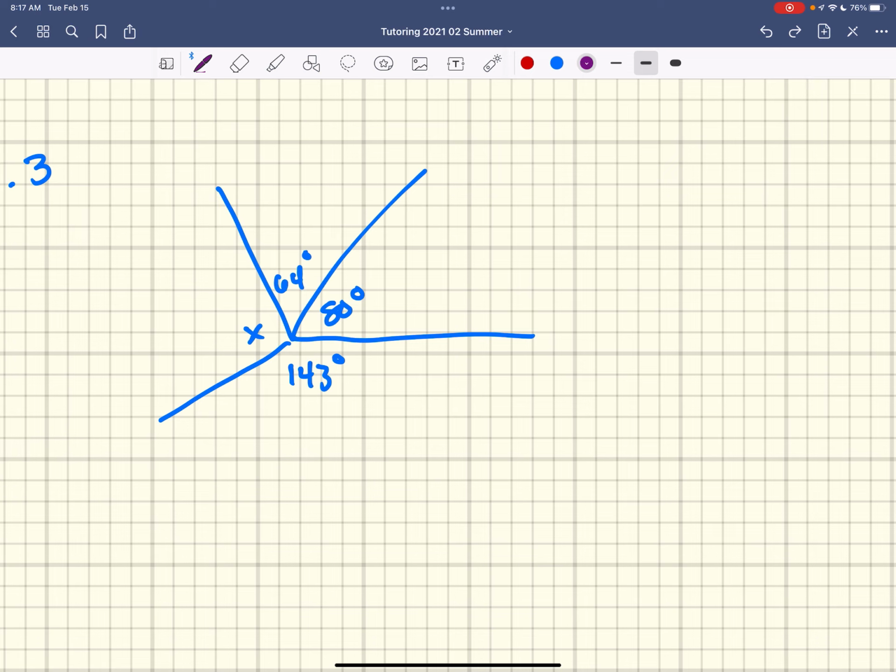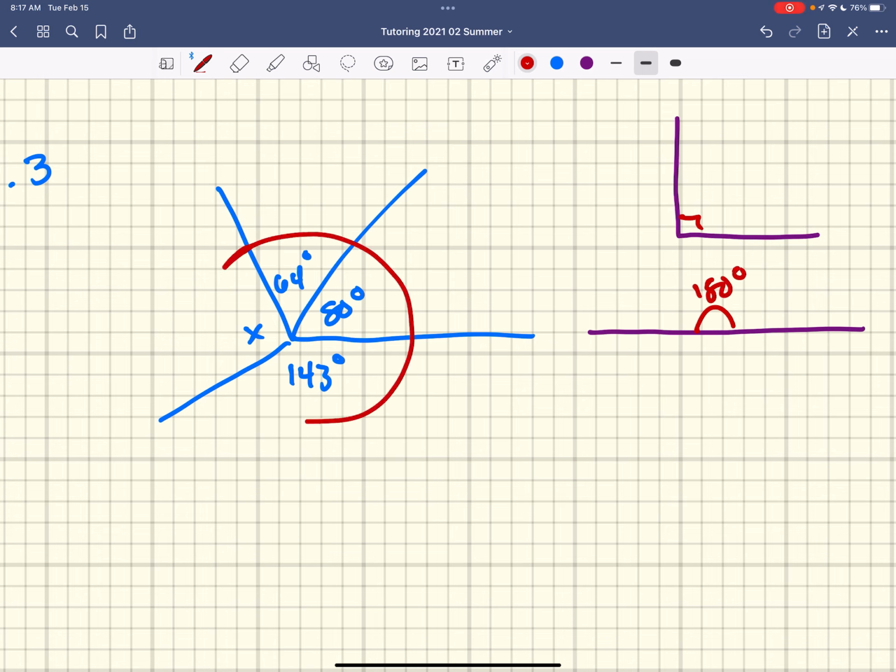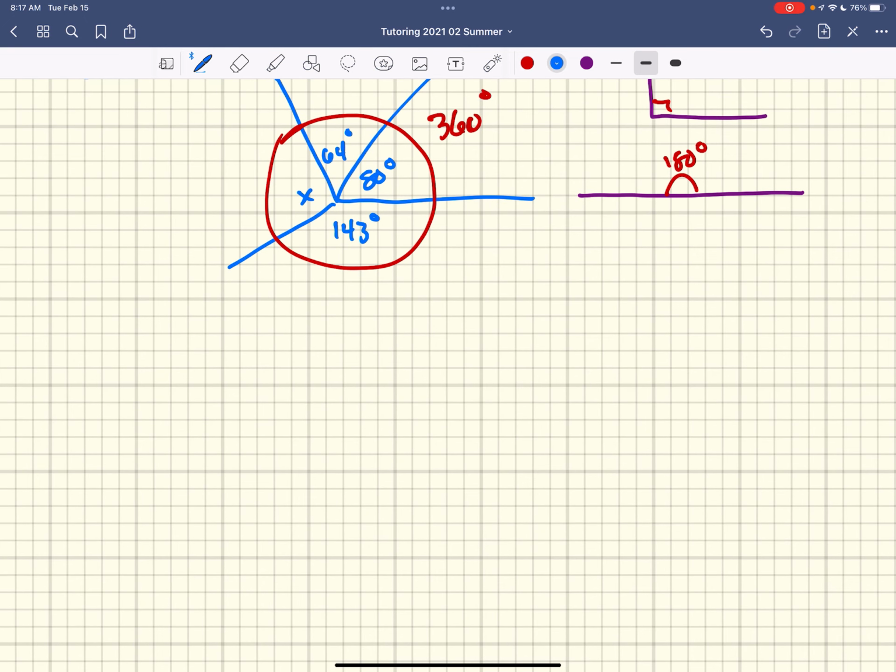Recall we said there were three key angle measures you always want to keep in mind. Of course, there is the right angle, a fourth of a circle. There is the straight angle, which is 180 degrees. And then there is also the full circle itself, and that's what we're going to use in this case. These four angles together, you can think of them as if they were at the center of a circle. And we know the total there has to be 360 degrees. And so we can actually set up a nice little equation right now. We could say x plus 64 plus 80 plus 143 equals 360.